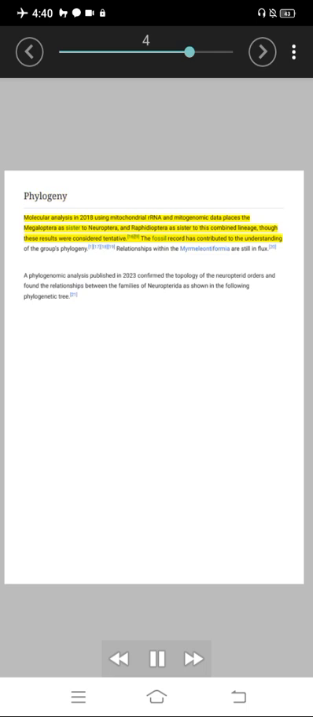Molecular analysis in 2018 using mitochondrial rRNA and mitogenomic data places the Mecoptera as sister to Neuroptera, and Rhaphidioptera as sister to this combined lineage, though these results were considered tentative. The fossil record has contributed to the understanding of the group's phylogeny. Relationships within the Myrmeleontiformia are still in flux.